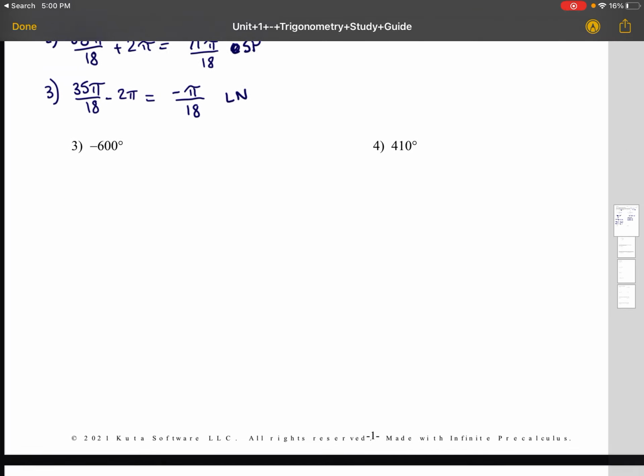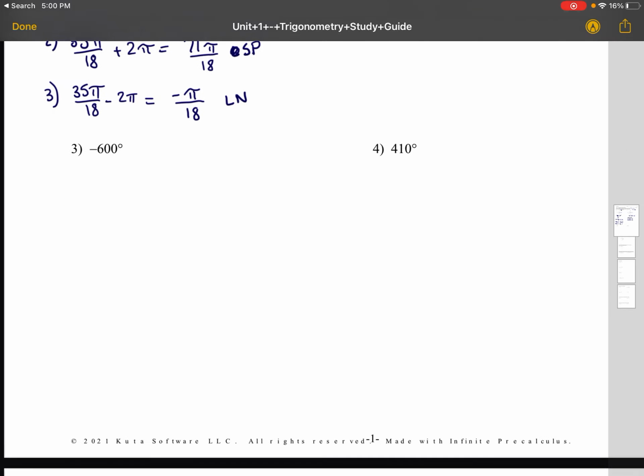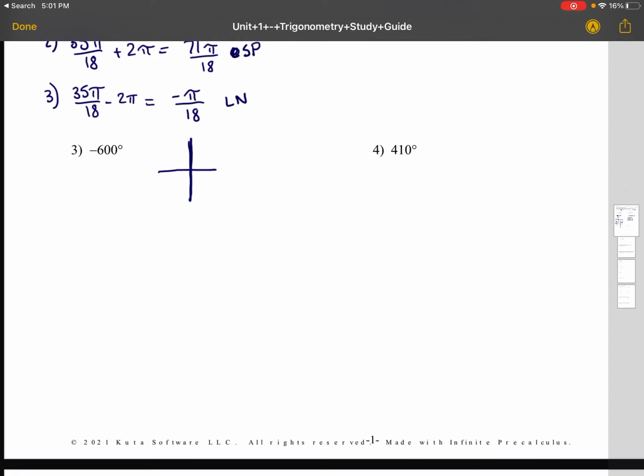All right. For number 3, we have negative 600 degrees. Let's just see where that angle is located. So negative 600 degrees. All right, so if we're drawing our angle, negative means we go clockwise. So we're going to go around the circle once. That's going to be 360 degrees. Now, if we keep going, we're going to go 180 to get 540. And so then negative 600 is going to be somewhere in quadrant 2. So right here. So now our angle's in quadrant 2.